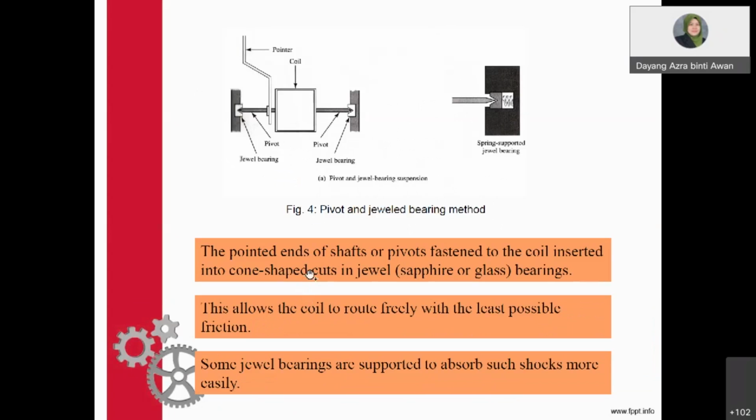This is also a pivot and jewel bearing suspension, as you can see in the clearer version. Here are your pivot and jewel bearings. The pointed ends of the shaft or pivots fastened to the coil are inserted into cone-shaped cuts in jewel, sapphire or glass, depending on the type of instrument. This allows the coil to rotate freely with the least possible friction. It will rotate inside this with a small area here to control the movement and the damping forces. Some jewel bearings are supported to absorb shocks more easily.